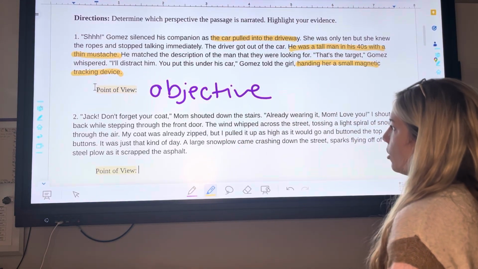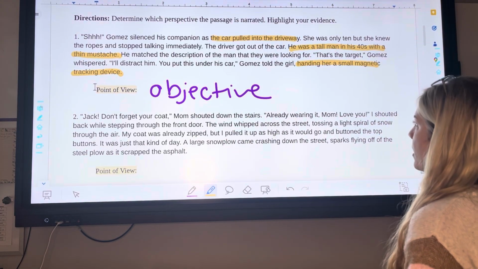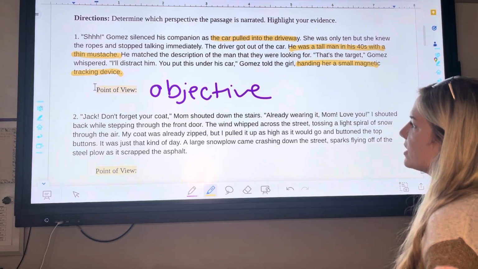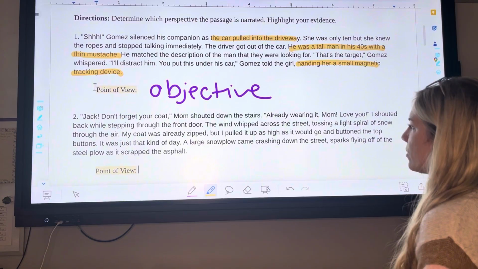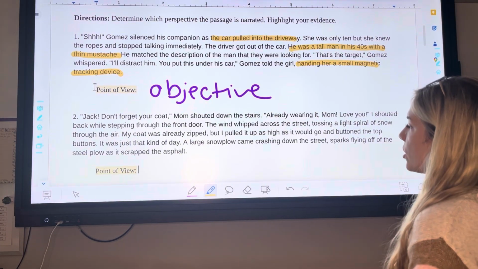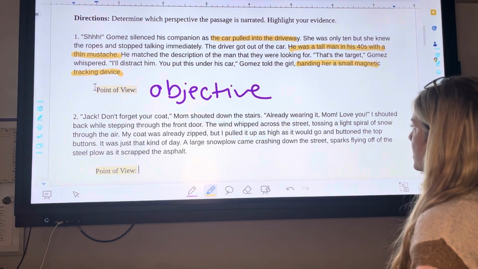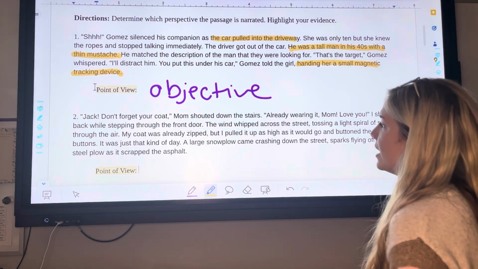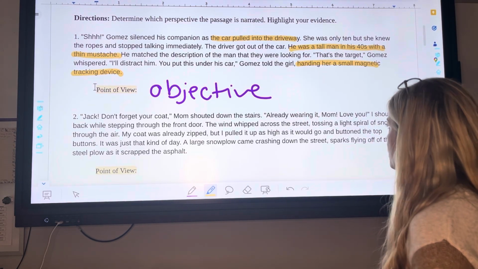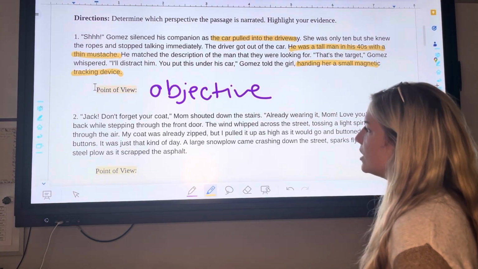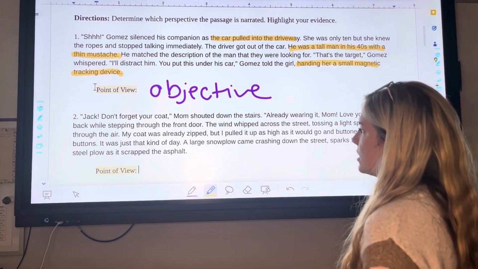"Jack, don't forget your coat," Mom shouted down the stairs. "Already wearing it, Mom. Love you," I shouted back while stepping through the front door. The wind whipped across the street, tossing a light spiral of snow through the air. My coat was already zipped, but I pulled it up as high as it would go and buttoned the top buttons. It was just that kind of day. A large snowplow came crashing down the street, sparks flying off the steel plow as it scraped the asphalt.